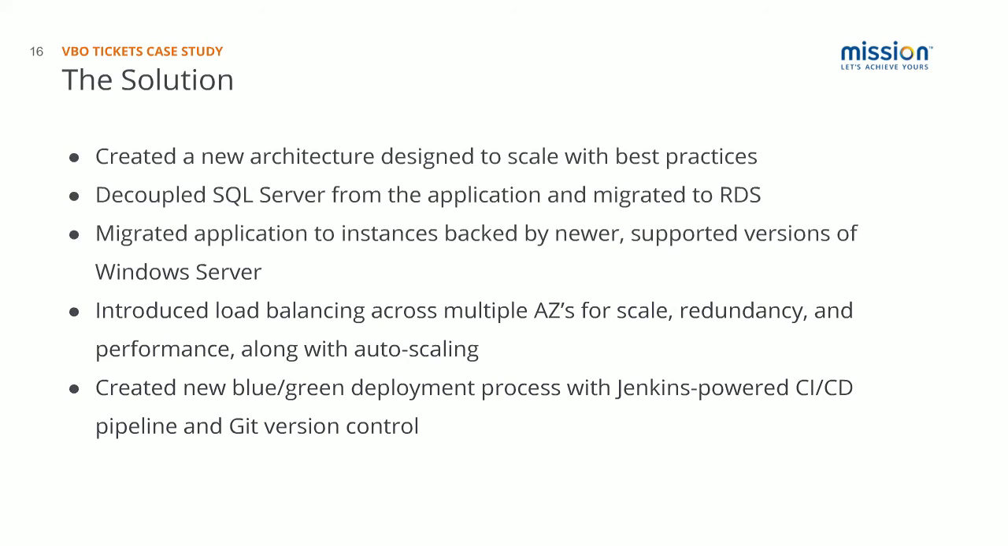For the solution, Mission designed a completely new architecture using auto-scaling and load balancing that would allow VBO to scale the environment up and down accordingly with demand. This allowed the company to insulate itself from the variable traffic spikes that are common to its business. We were able to decouple the database from the application and migrate it to RDS while upgrading both Windows and SQL Server to the latest versions at the time. Additionally, an entirely new CI/CD pipeline was created using Jenkins, PowerShell scripts, and Git to manage automated releases and pave the way for a blue-green deployment model where downtime could be minimized and the rollback process simplified.